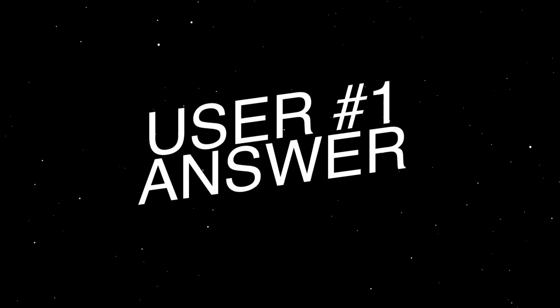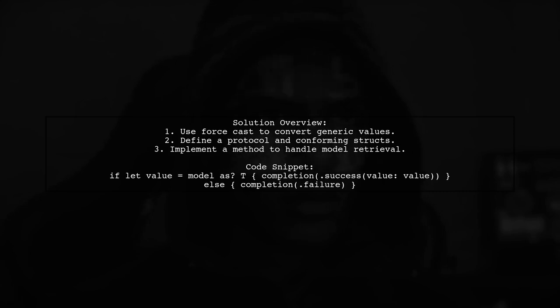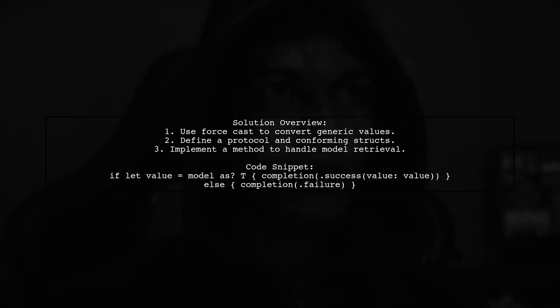Let's now look at a user-suggested answer. To resolve the Swift generics error, you can use a force cast to convert your generic value. The example shows how to define a protocol and two structs that conform to it. Then it demonstrates a method that retrieves models based on a specified type and handles success or failure cases.